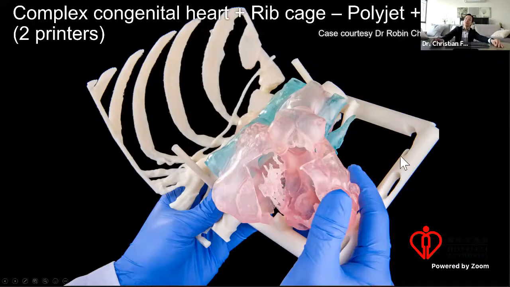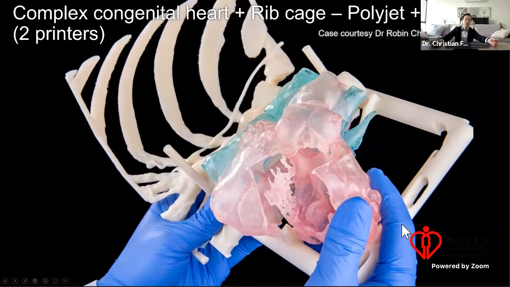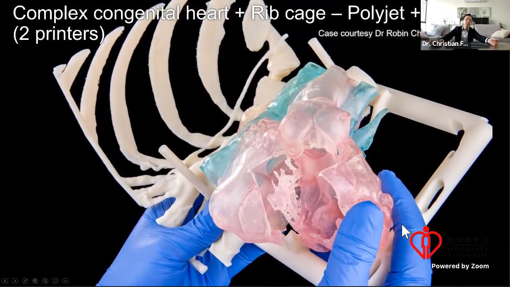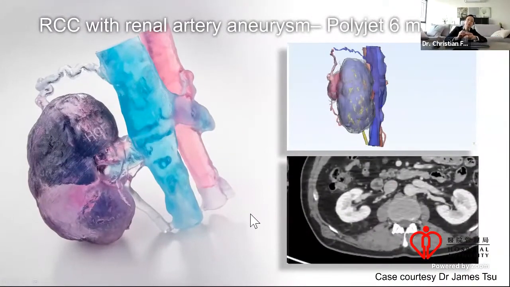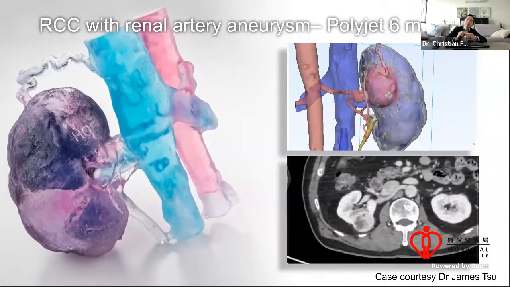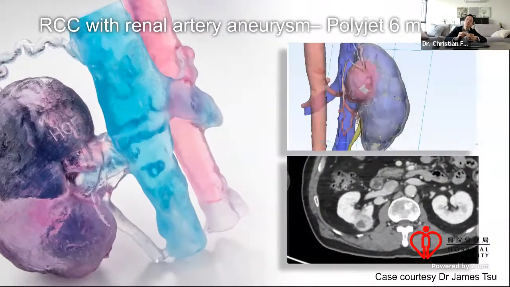I combine using two printers, one is the FDM, the other one is the PolyJet, to make this. There's a rib cage where you can plan where to transcutaneously do your procedure. And you also know the anatomy inside. You can flip open the heart and then look at the chambers. So here, these are other examples, like this renal RCC, renal cell tumor, with an aneurysm just next to it. So the surgeon wants to see how the aneurysm is related and plan the resection.